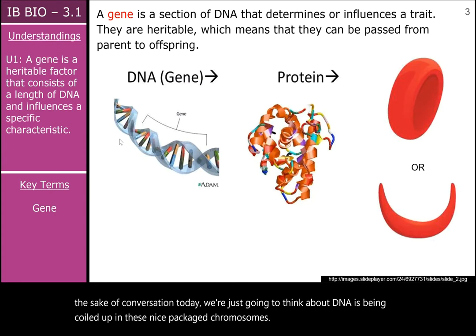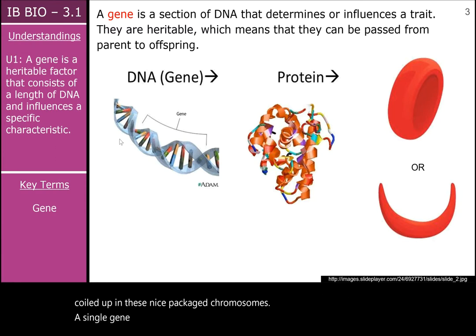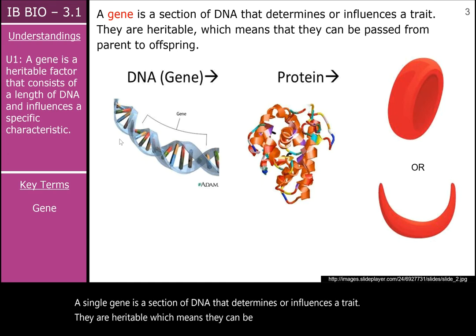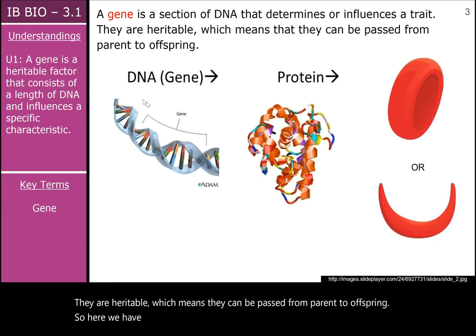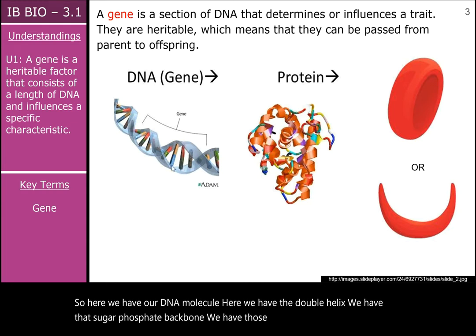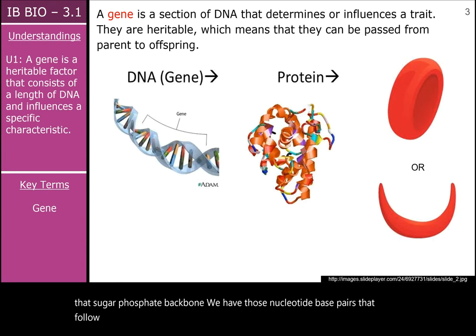A single gene is a section of DNA that determines or influences a trait. They are heritable, which means they can be passed from parent to offspring. So here we have our DNA molecule. Here we have the double helix. We have that sugar phosphate backbone. We have those nucleotide base pairs that follow complementary base pairing rules.